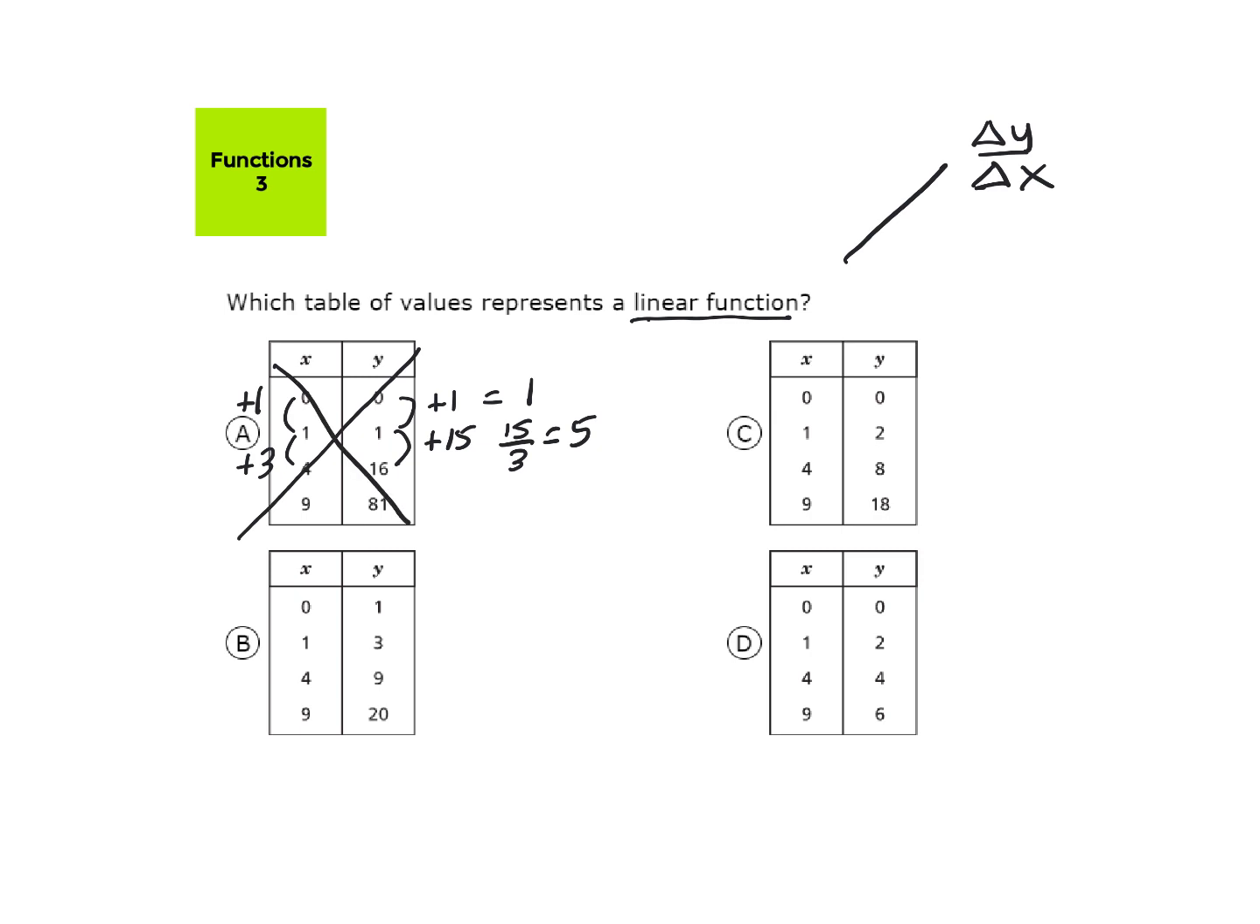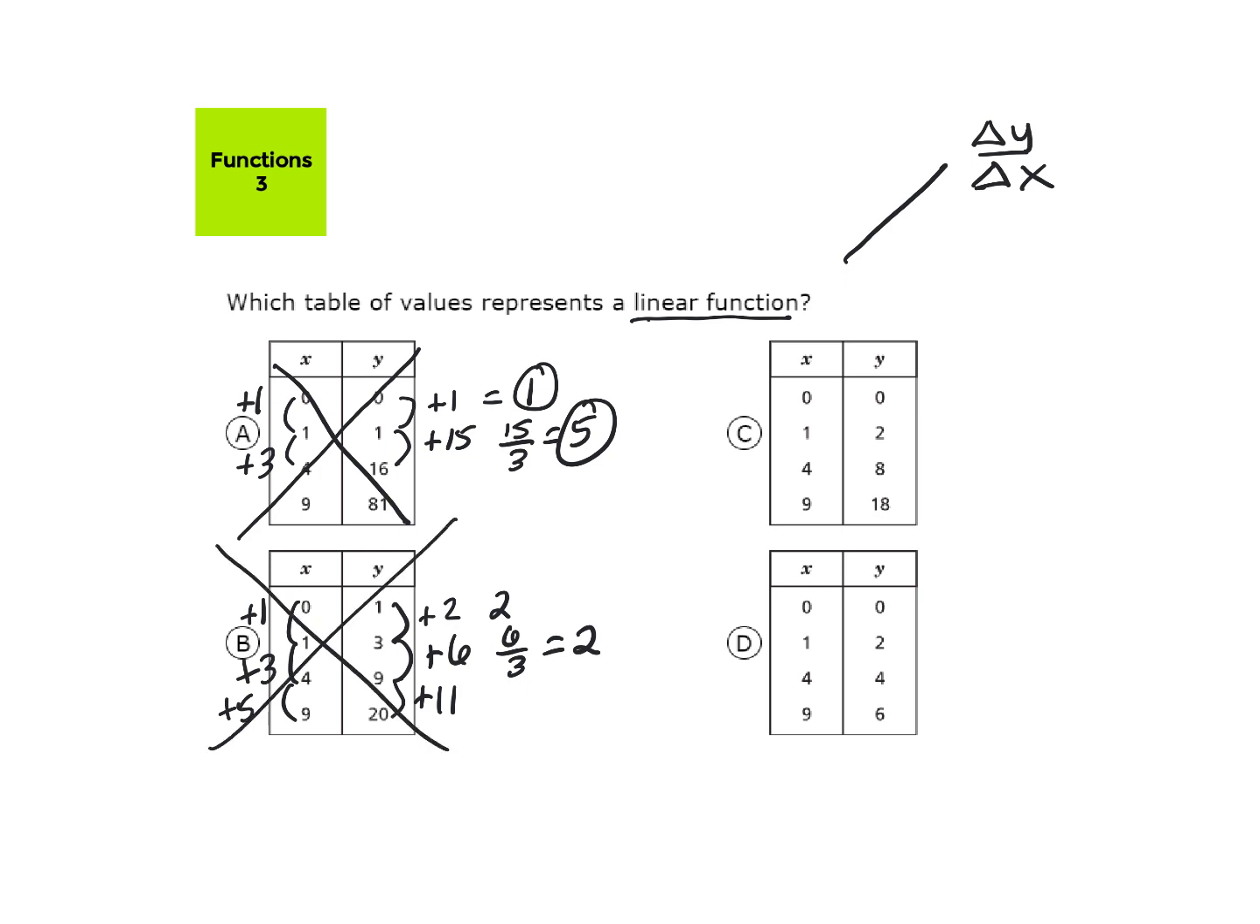This would not be the same because 1 and 5 are not the same. Letter B, you're going up 2 and up 1. So that reduces to 2. Now you're going up 6 and up 3. Looking good. You've got 6 over 3. That reduces to 2. Let's check the next one. Plus 11 and plus 5. That does not reduce to 2. 11 over 5 is not quite 2. It's a little bit more than 2. So we would delete that one and say it does not work.